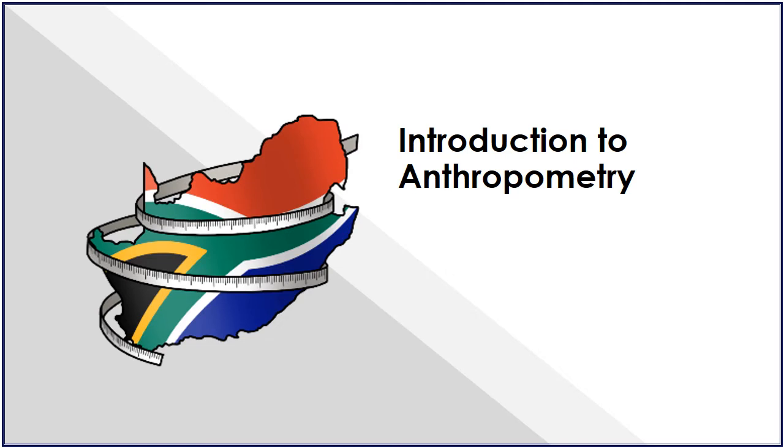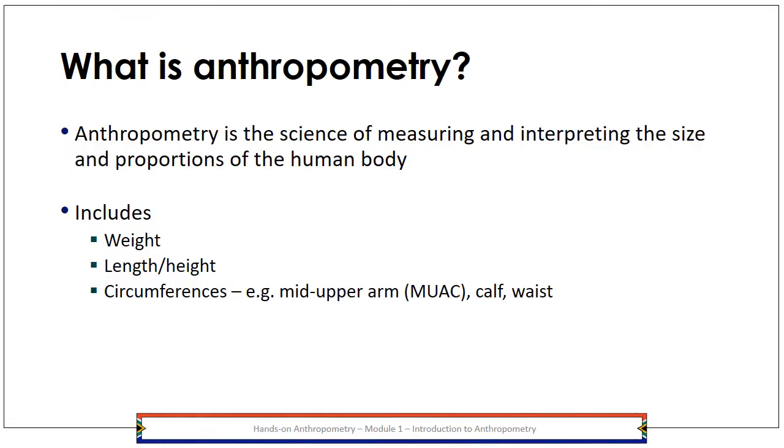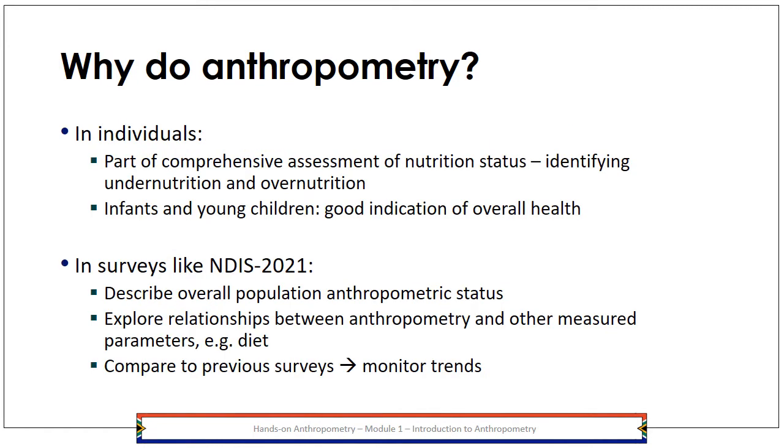Our first section will provide a brief overview of anthropometry, looking at what it is, why we do it, and how we can ensure that we do it properly. Anthropometry is a science that focuses on measuring the human body and interpreting its size and proportions. Anthropometric assessment can involve many different measurements. In this survey, we are measuring weight, length or height, and various circumferences, specifically the mid-upper arm circumference or MUAC, calf circumference, and waist circumference.